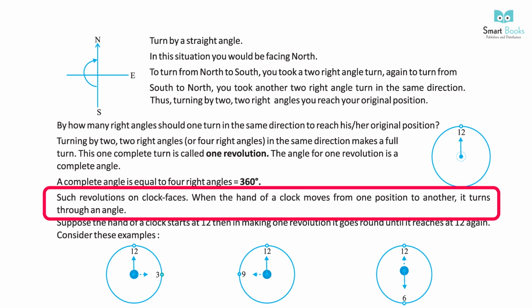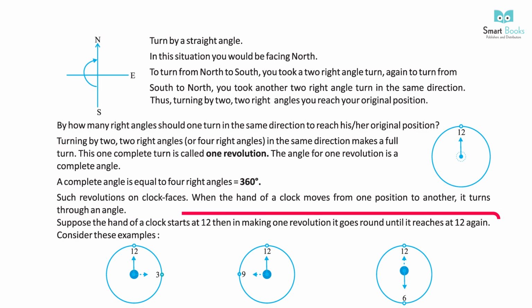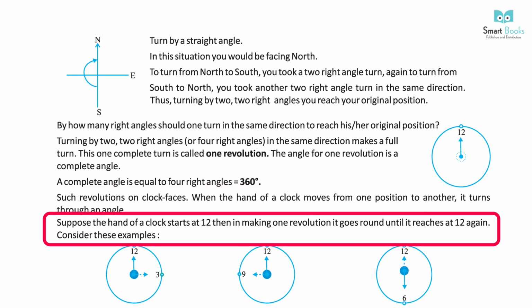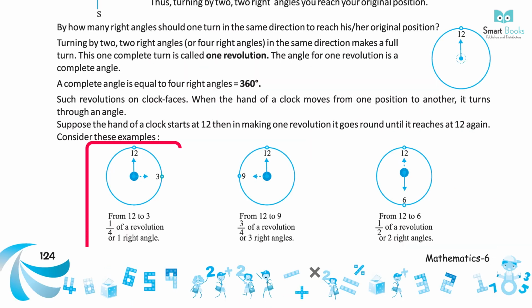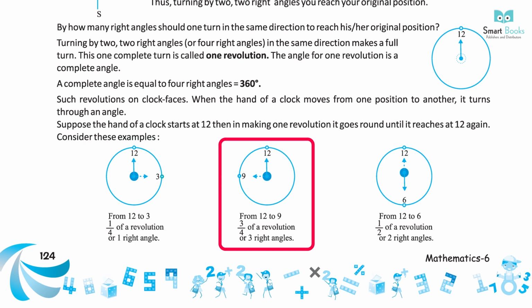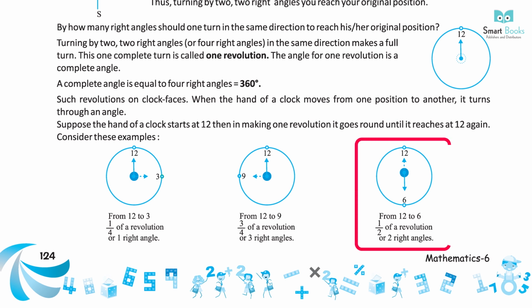When the hand of a clock moves from one position to another, it turns through an angle. Suppose the hand of clock starts at 12, then in making 1 revolution, it goes round until it reaches 12 again. Consider these examples. From 12 to 3, 1/4 of a revolution or 1 right angle. From 12 to 9, 3/4 of a revolution or 3 right angles. From 12 to 6, 1/2 of a revolution or 2 right angles.